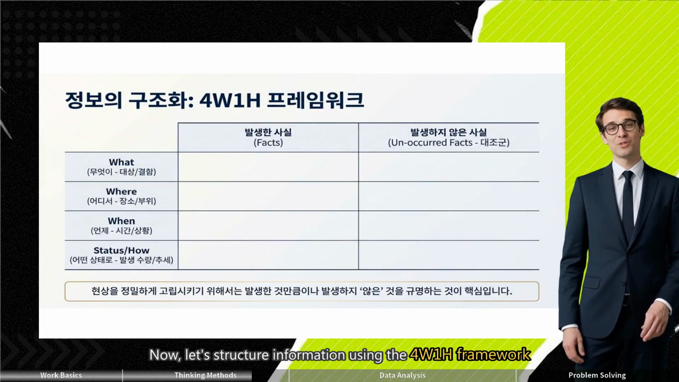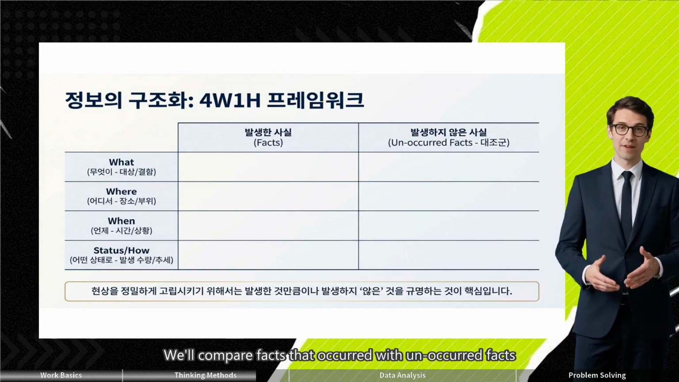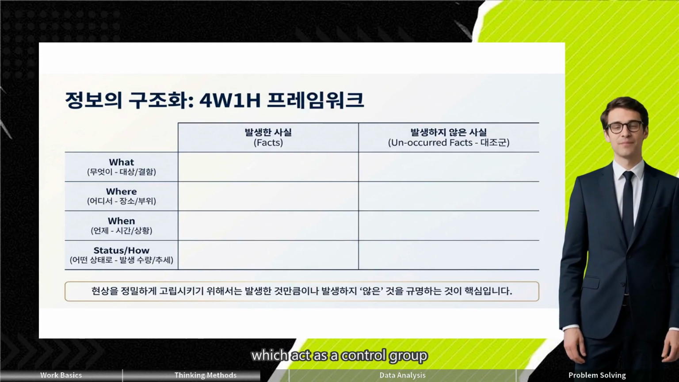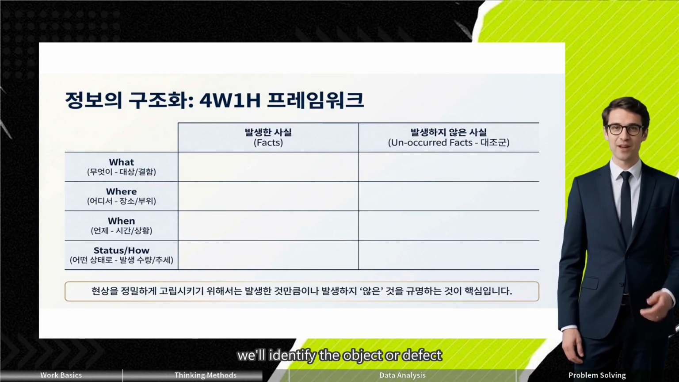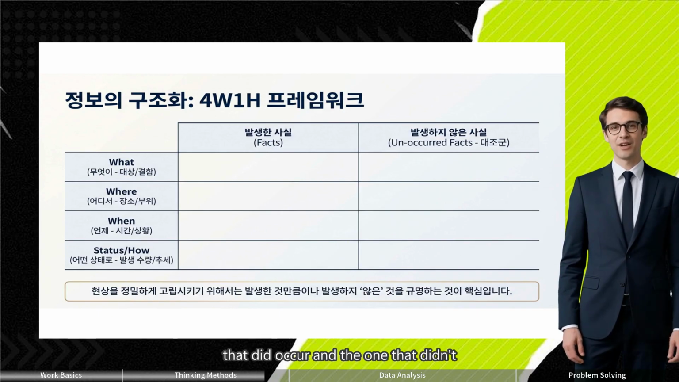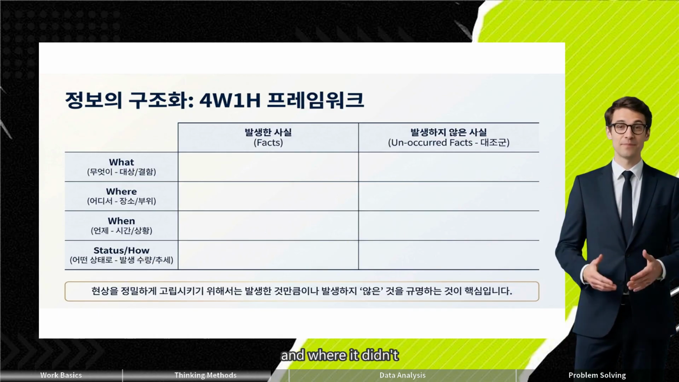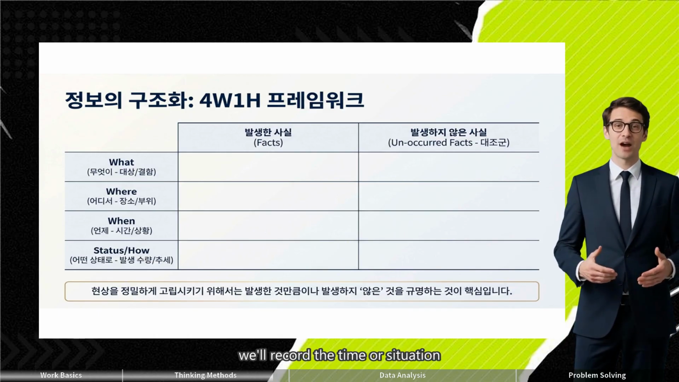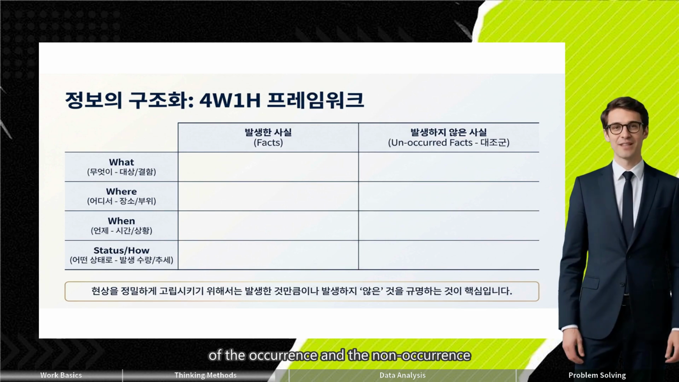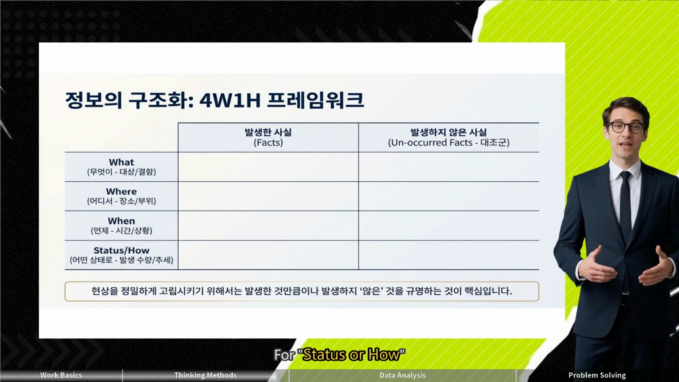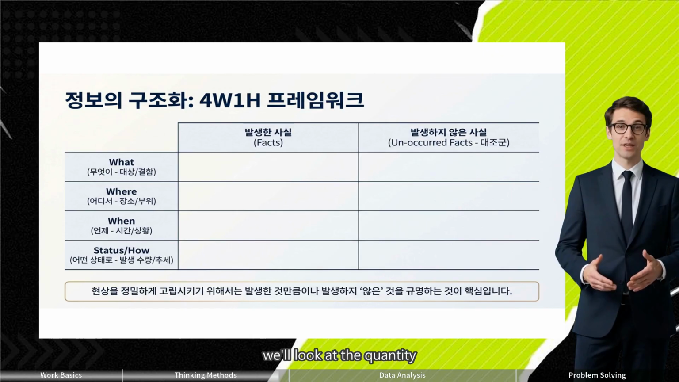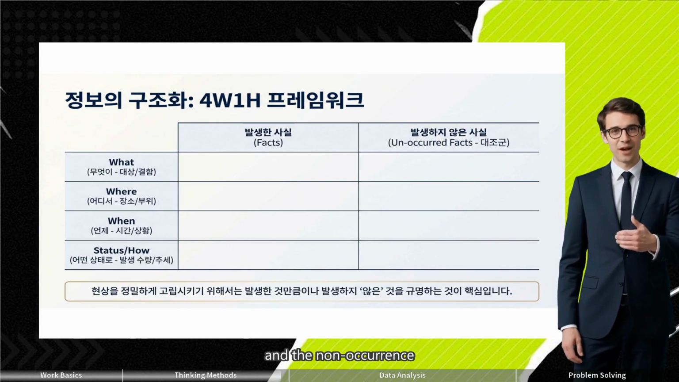Now, let's structure information using the 4W1H framework. We'll compare facts that occurred with unoccurred facts, which act as a control group. For what, we'll identify the object or defect that did occur and the one that didn't. For where, we'll note the location or part where the event happened and where it didn't. For when, we'll record the time or situation of the occurrence and the non-occurrence. For status or how, we'll look at the quantity or trend of the occurrence and the non-occurrence.